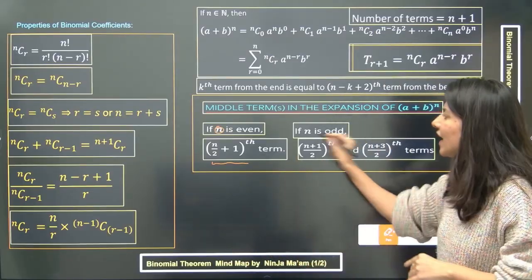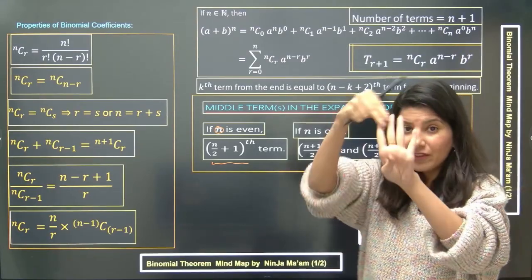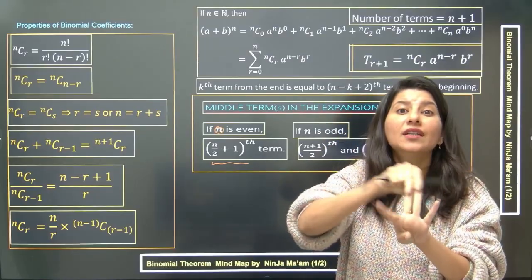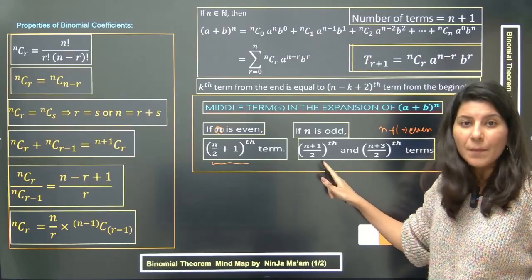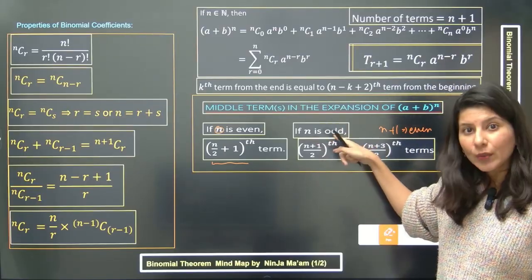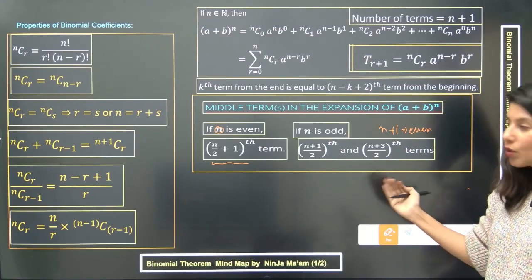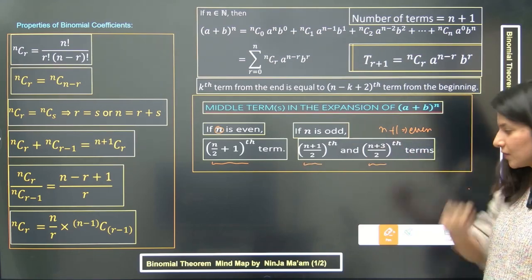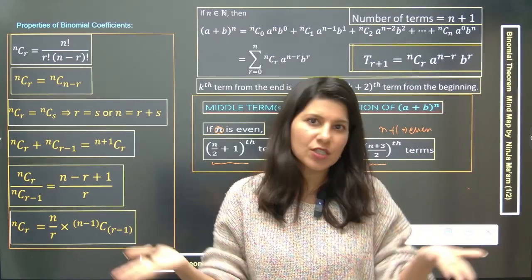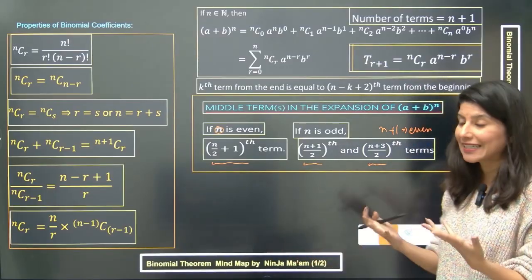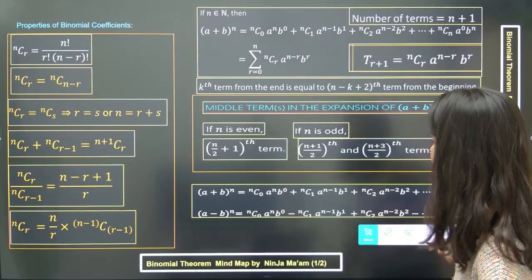But ma'am, if n is odd, then n plus 1 will become even. And whenever you have an even total number of terms, you will have two middle terms, right? So over here, n plus 1 by 2. If n is odd, just add 1 to it and divide by 2. Whatever you get, the very next term will be the one more term. These two will be the middle terms. Again, the middle term is not the most frequently asked question, but you should at least remember the formula or the technique for what they are asking. Okay, all right. Now, let us move on to the next thing.